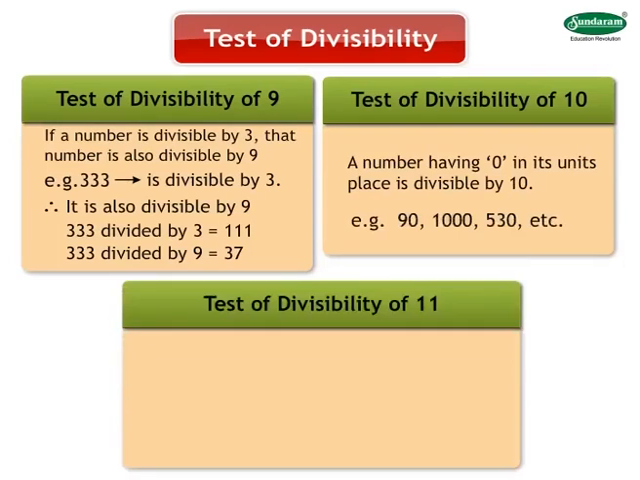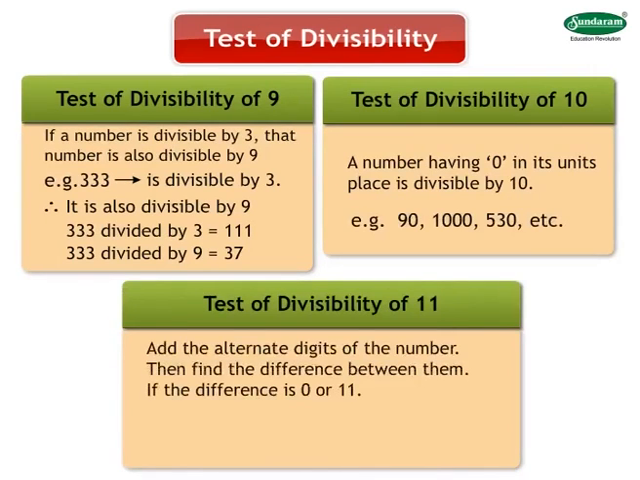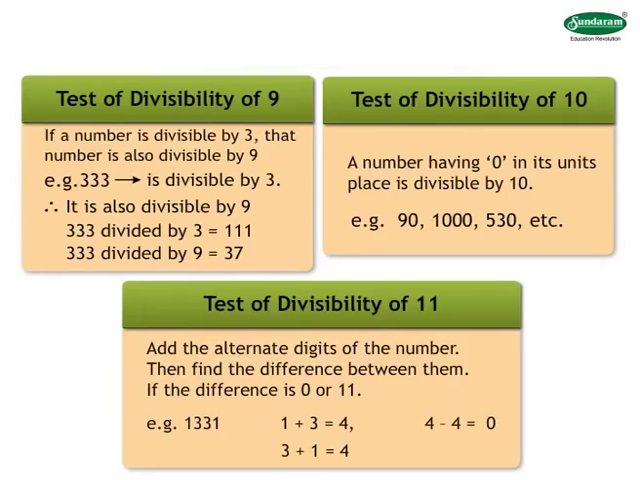Test of divisibility of 11. Add the alternate digits of the number. Then find the difference between them. If the difference is 0 or 11, the number is divisible by 11. Example: 1331. 1 plus 3 is equal to 4. 3 plus 1 is equal to 4. 4 minus 4 is equal to 0.